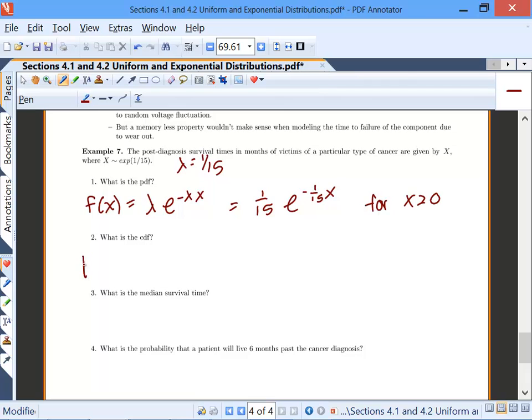And similarly, if I want the CDF, all I have to do is plug lambda into the equation. So 1 minus e to the negative lambda x, again, for x greater than or equal to 0.